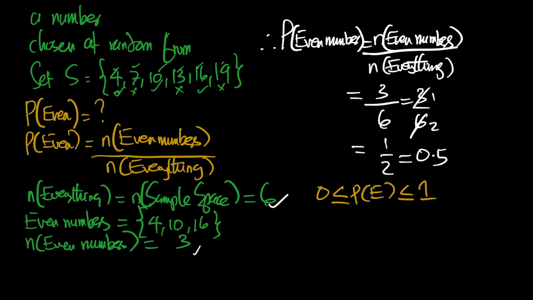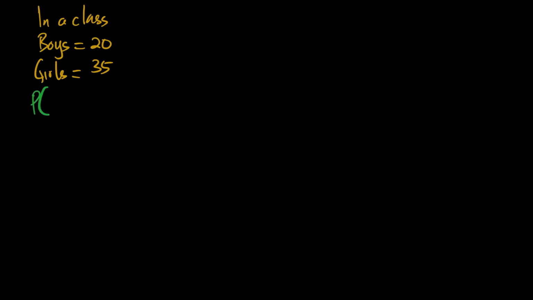Now let's take another problem. We're going to take a completely different problem. This problem says that in a certain class, we have 20 boys and 35 girls. The question says, what is the probability that when you select a student randomly, it's a boy? The probability of a boy. What is that?